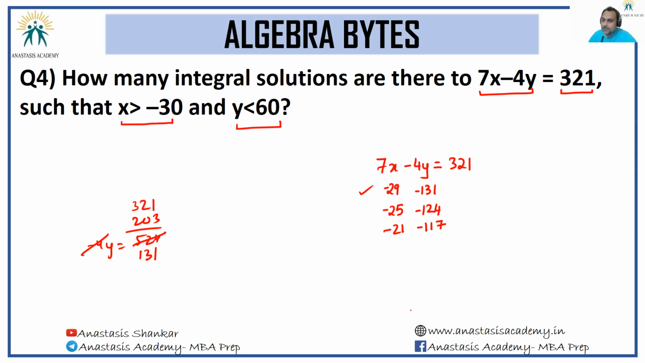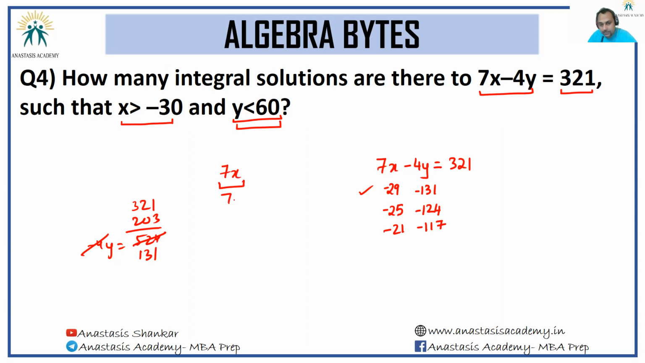But counting every individual case is going to be very painful. So let us look at the other extreme. The other extreme is y is less than 60. How do I identify what is the final acceptable value of y that we can work with? Can you see?